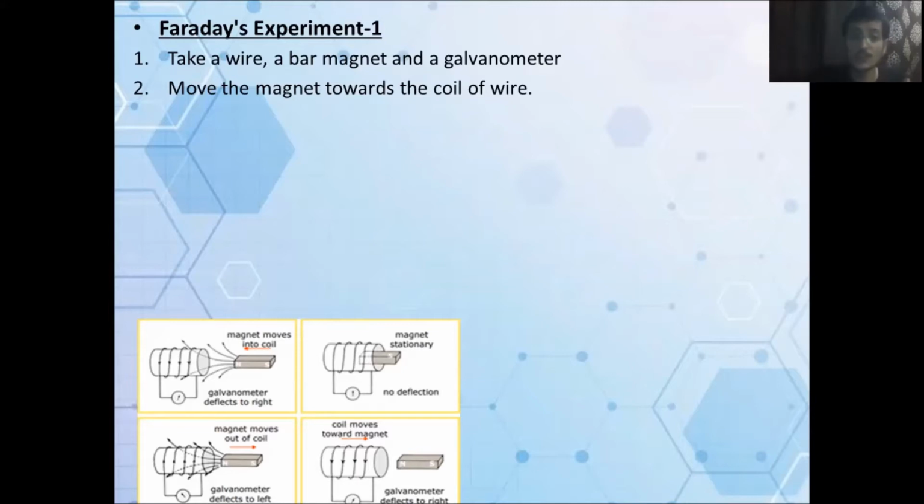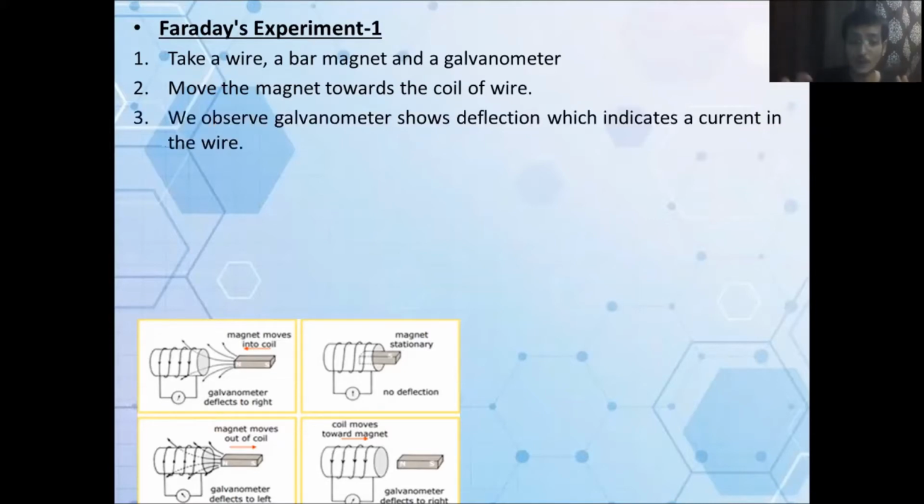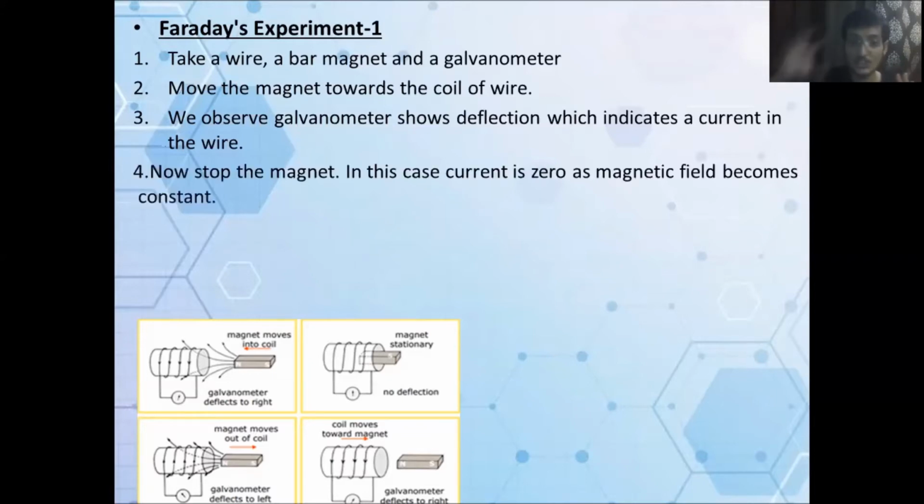Now whenever we are moving the magnet towards the wire, we observe there is a deflection in the galvanometer. Be it right or left, any side, we don't know, but there is a deflection in this galvanometer when we are moving it. As soon as we stop the magnet, the magnetic field stops changing, it remains constant, and the current becomes zero.